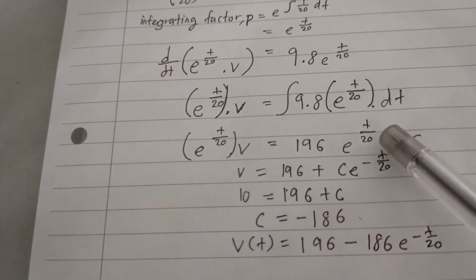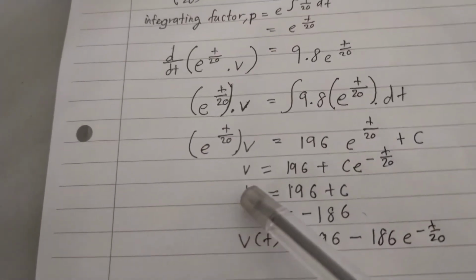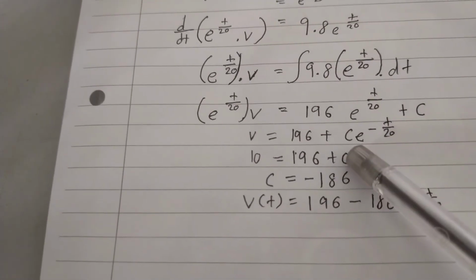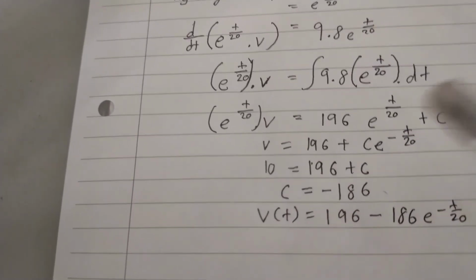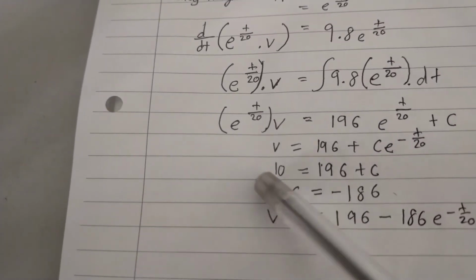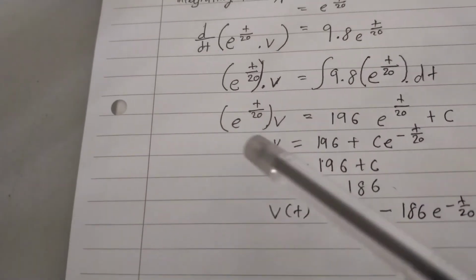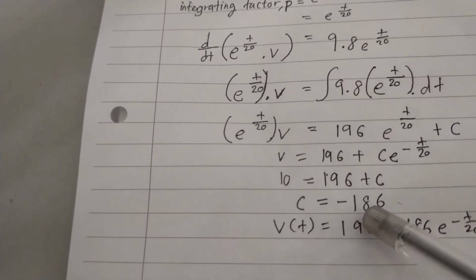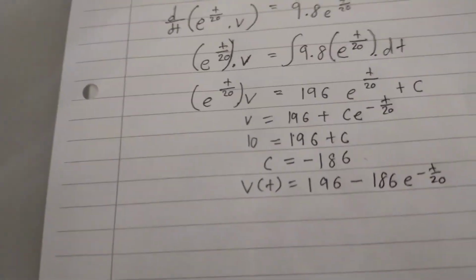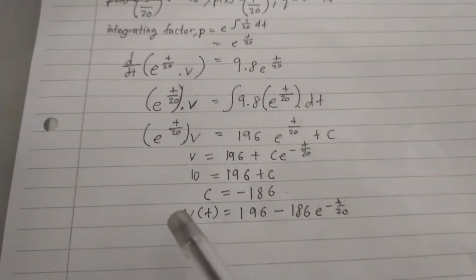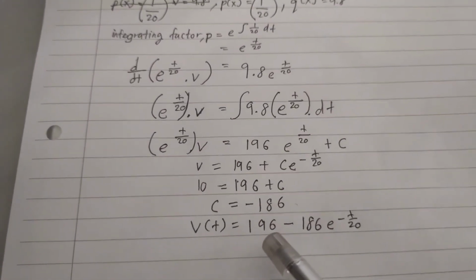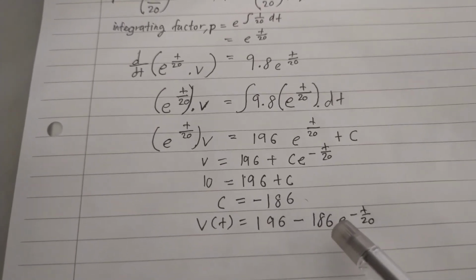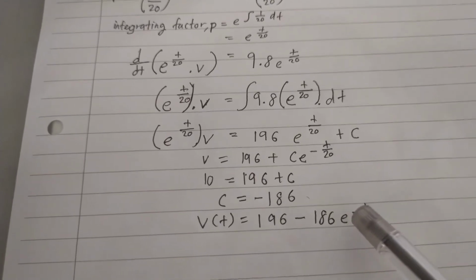Then we substitute: we get 10 equals 196 plus c. So how do we get c? Very simple, you push it there to get the value of c. The 196 we push to 10, so we get c equals negative 186. So v(t) equals 196 minus 186 e to the negative t over 20.